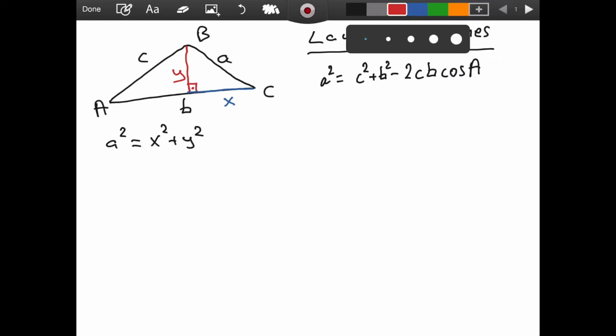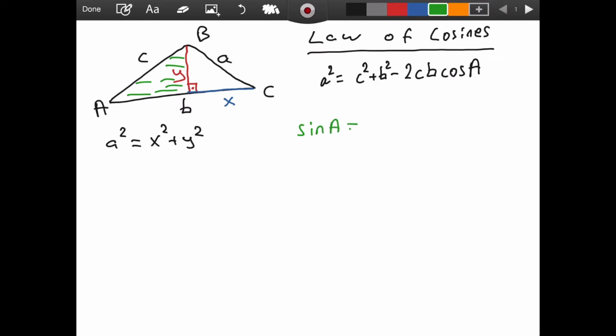Well, if we consider this triangle, and if we are interested in finding sine of A, what is the sine of A? Well, sine is defined as the opposite divided by the hypotenuse, so we have y divided by c. Which means for y, we can write c sine A. We will substitute for y in this equation in a minute. It may take longer than a minute, but first let's find an expression for x in terms of A and other lengths.